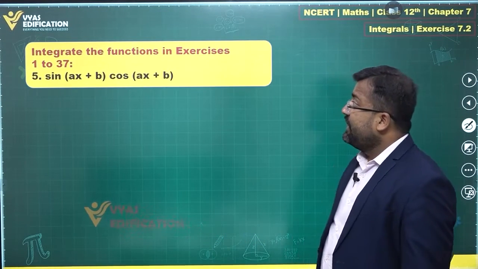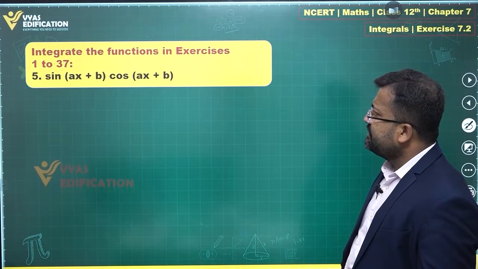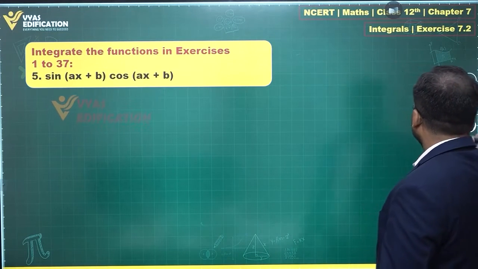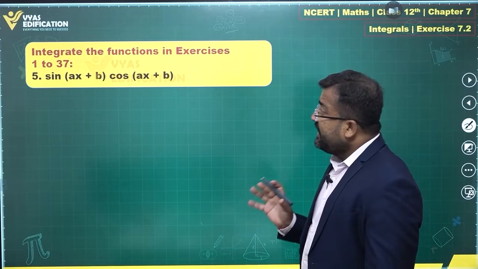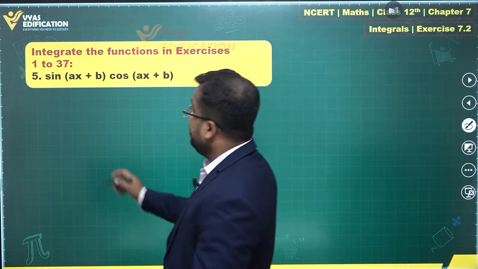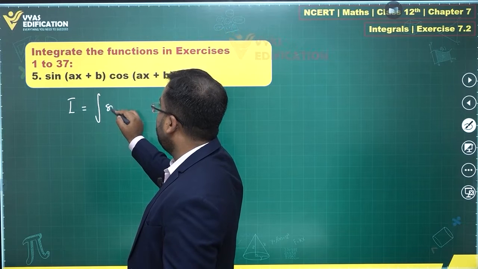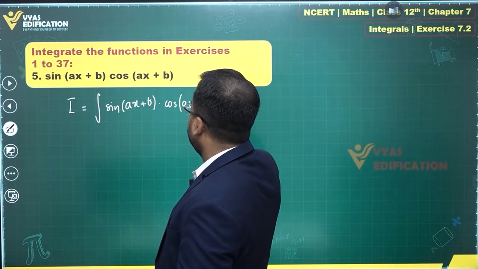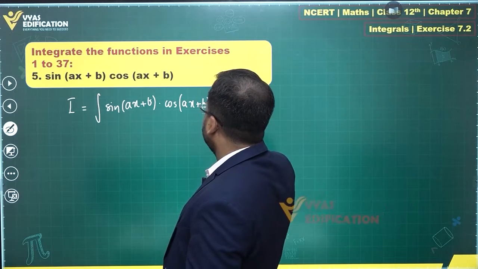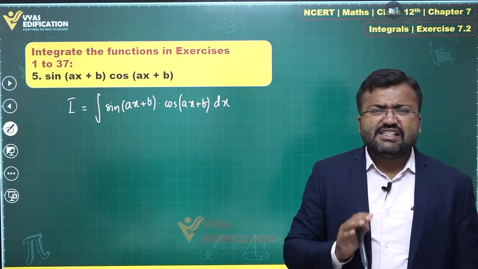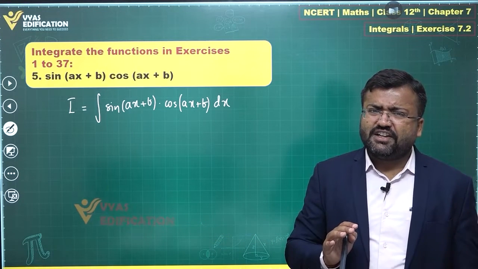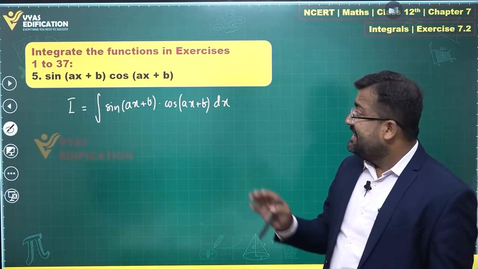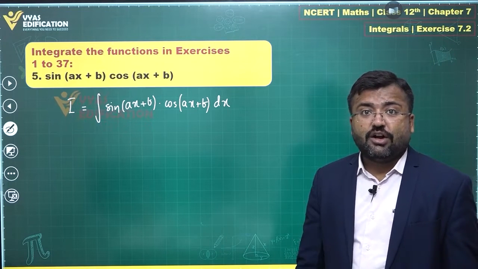Fifth question has sine of ax plus b, cos of ax plus b. How do we handle this one? Let's take a look at this question. So we have sine of something, cos of something. Let us write integral I as sine of ax plus b times cos of ax plus b dx. The first thing that we observe is this ax plus b is looking pretty complicated. But other than that, this sine and cos product is also complicated, right?